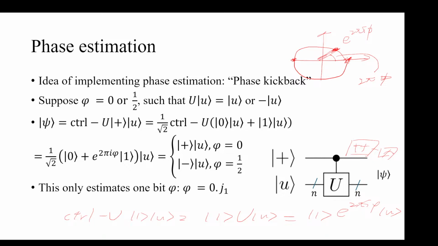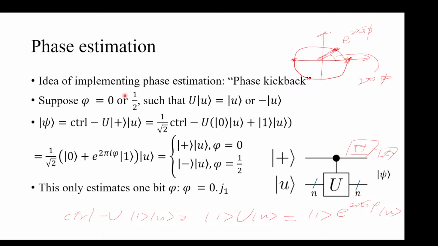So if you put the extra Hadamard and the measurement here, then you can distinguish whether your phase is 0 or 1/2. If it's 0, then your Hadamard measurement result will be 0, because the plus turns into 0 and gets measured. And if it's 1/2, then it's minus, and the Hadamard turns it into 1, and when you measure, you get 1. Okay.